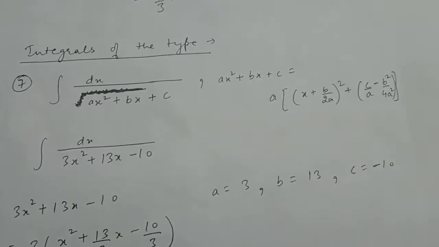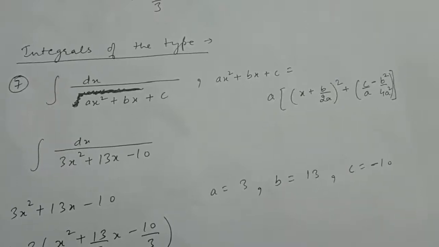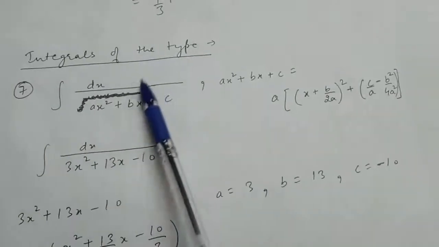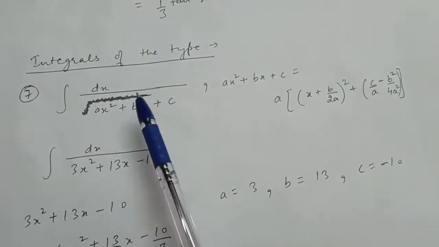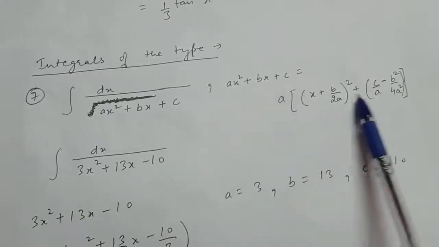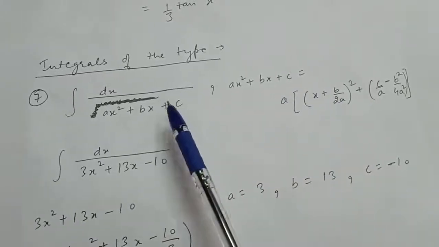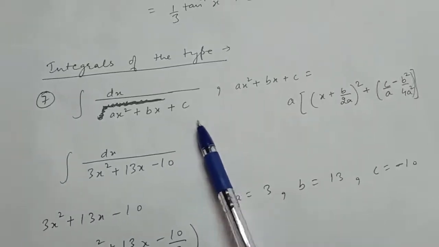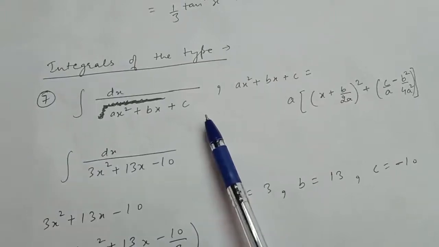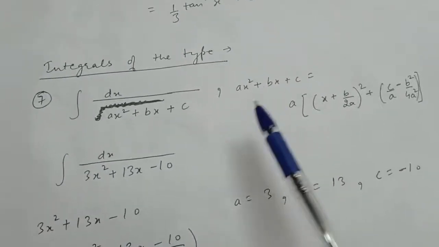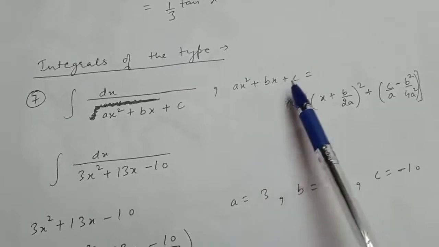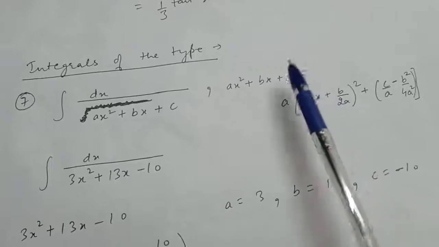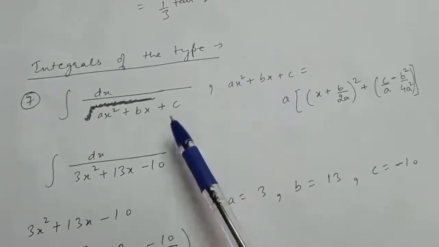Now see, integrals of the type 1 upon ax square plus bx plus c, that is, if a quadratic equation is given to you in the denominator, then we'll apply this method to change this integral into the type of integral either 1 upon x square minus a square, or 1 upon x square plus a square, or 1 upon a square minus x square. So for this, let ax square plus bx plus c be equal to this, because when you solve this, you will get this only, right? So let us understand this by an example.